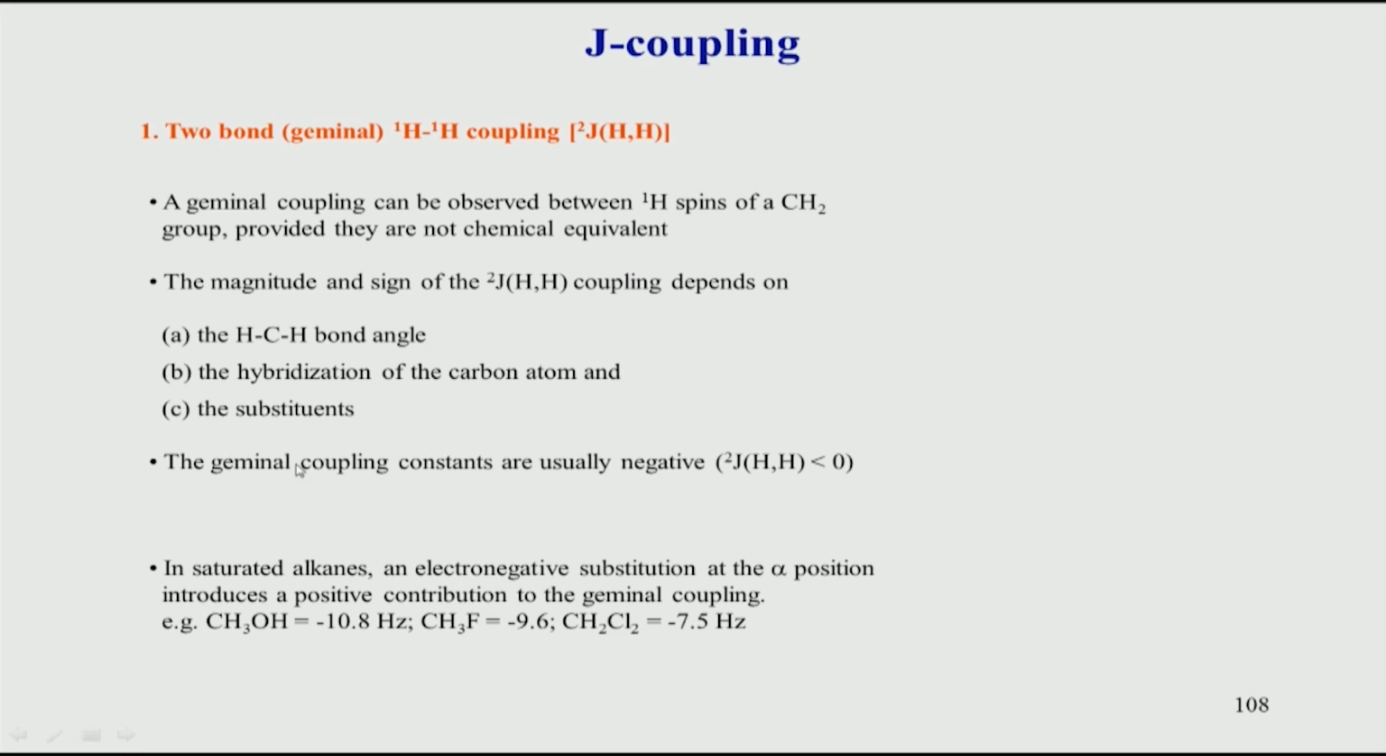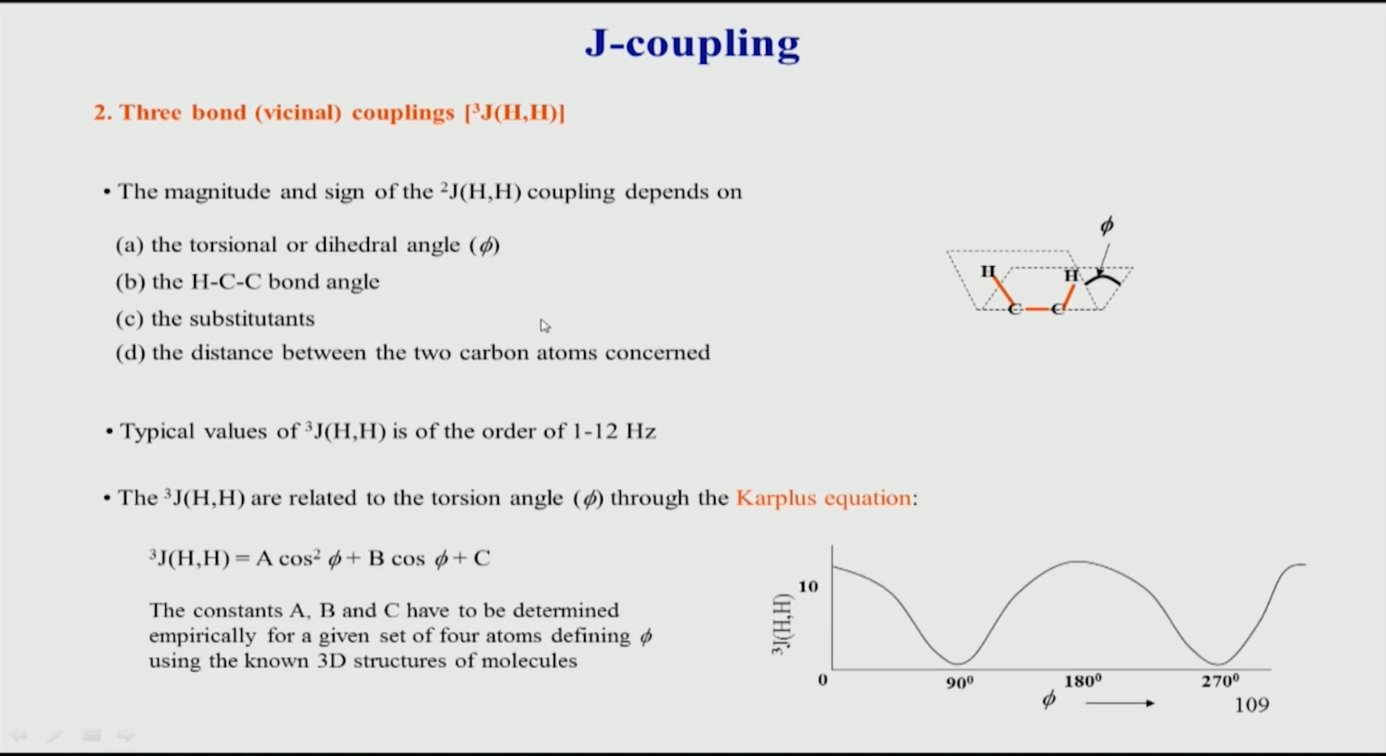Some values are given here for different systems. The main point is that for geminal coupling it depends on the bond angle between the 2 hydrogens. It depends on the hybridization state of the carbon and the substituents. So, these are the 3 main factors which influence the J coupling in the case of geminal coupling. When it comes to vicinal coupling, the 3 bond coupling, it means 2 hydrogens separated by 3 covalent bonds. This is shown here.